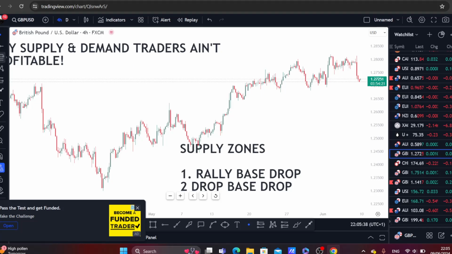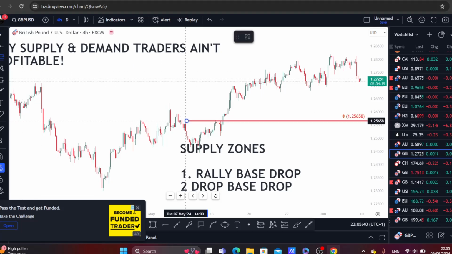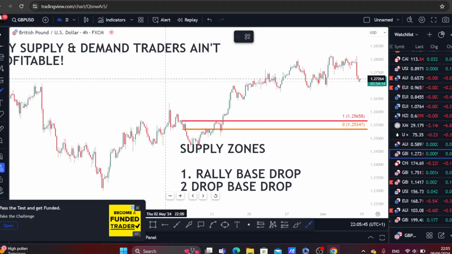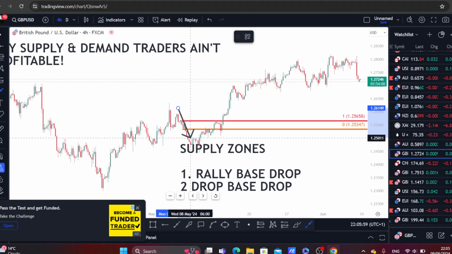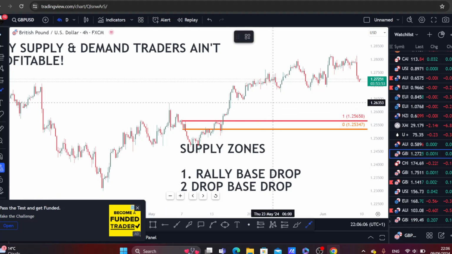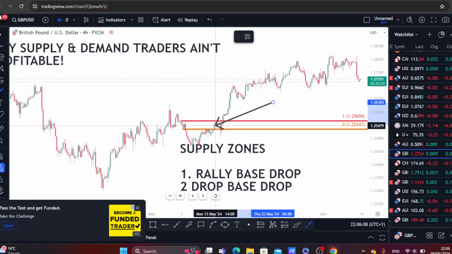Okay, so I'm just going to plot them as we go. This zone is called drop base drop. So we had this drop here, we had this base here, and then we had a drop. As you can see, the zone did not work. So if you took this short here, this zone did not work.